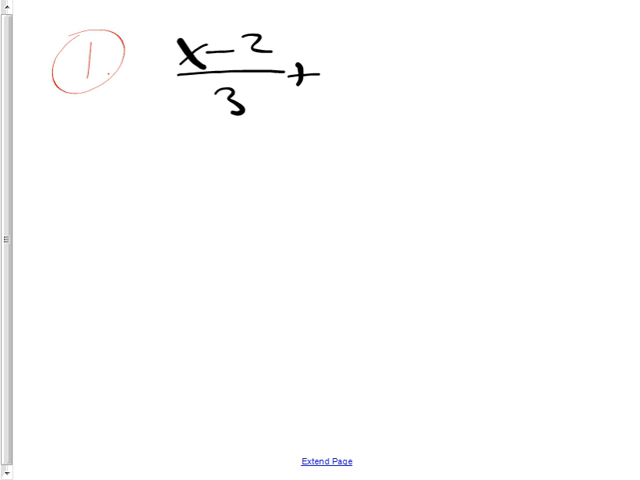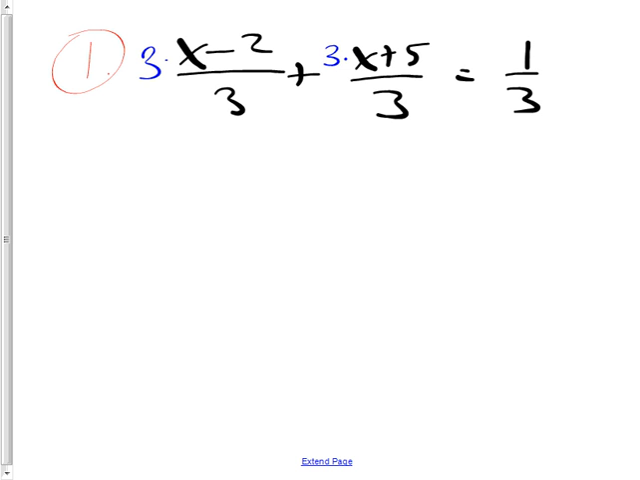Okay, x plus 5 over 3. And here's the original problem. This is worksheet 2.7, number 1. And my first step is I want to get that 3 out of the denominator because fractions are a real pain. How do I get rid of the 3? I just multiply by 3 everywhere.